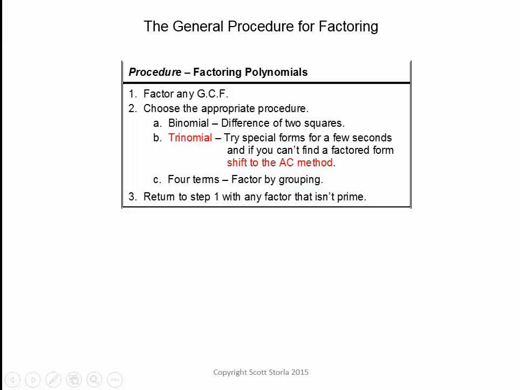In this video, I'm going to introduce the AC method. The AC method is good for trinomials. Personally, I'll often try to factor a trinomial using guess and check for about 15 seconds. And if I can't see a factored form, then I'll shift into the AC method, which will work unless the polynomial happens to be prime to begin with.